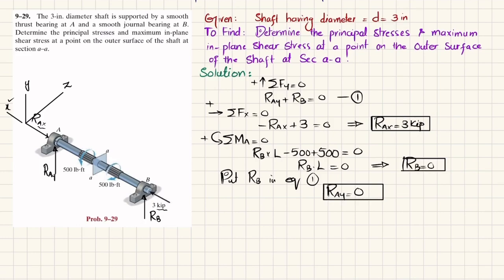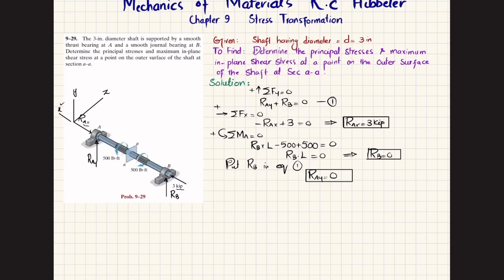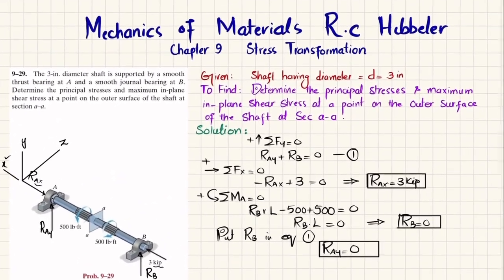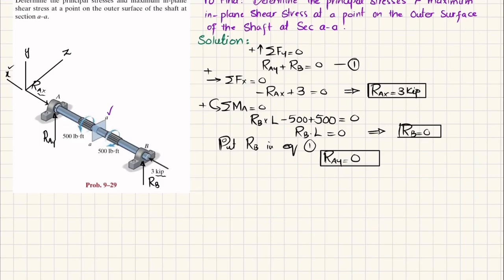Now you have these forces. It means that these bearings are not offering any vertical reaction. So what we will do now is cut this shaft at section AA, and you will draw the free body diagram. So let me draw it. Let this be the shaft. Clear? At this end we have 3 kips load. That is 3 kip.